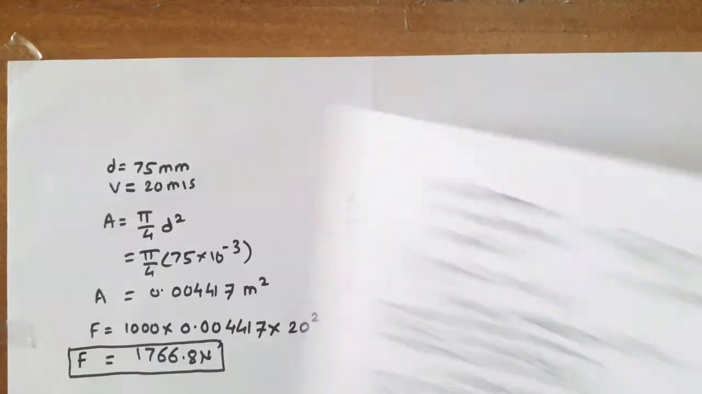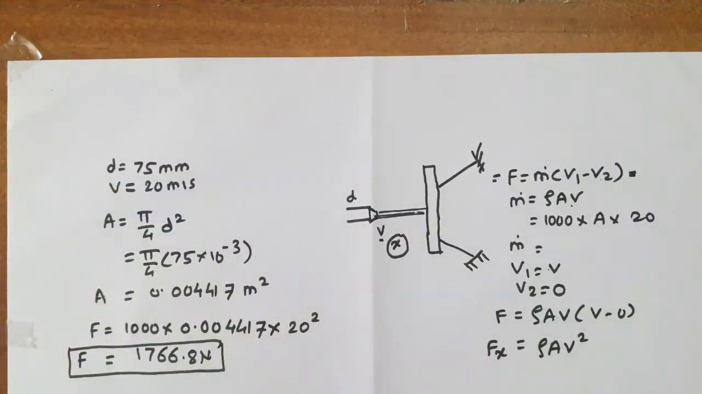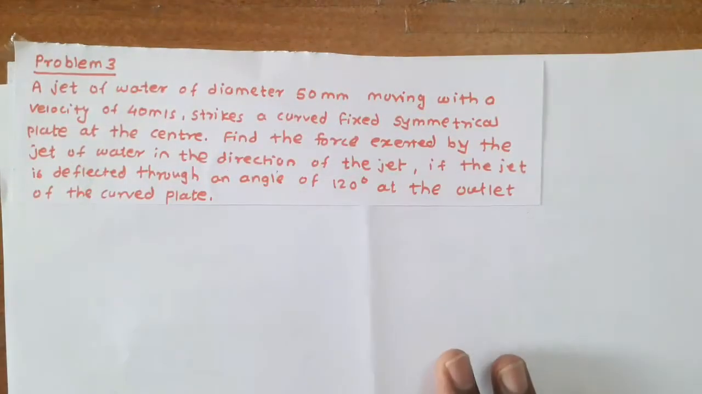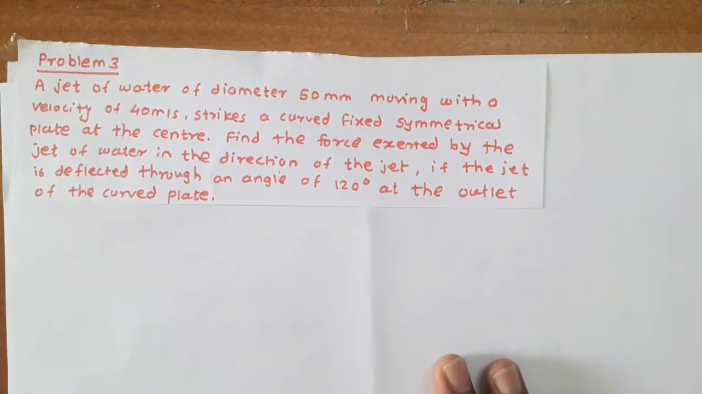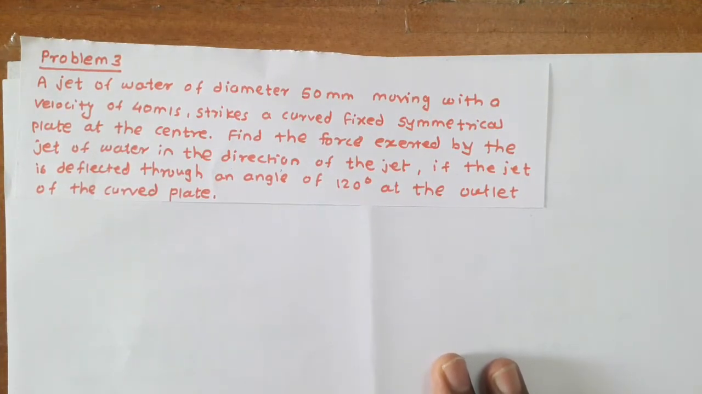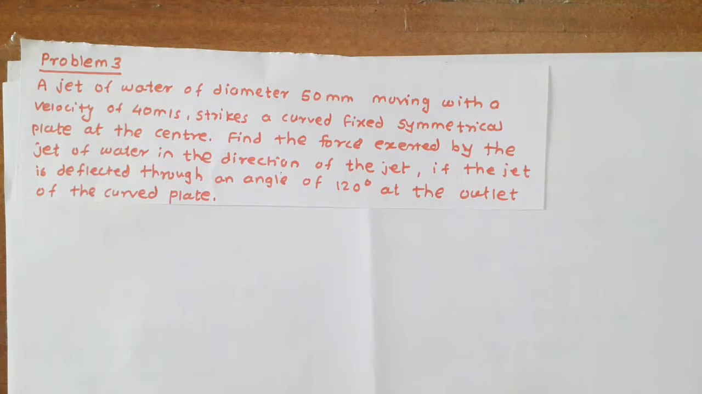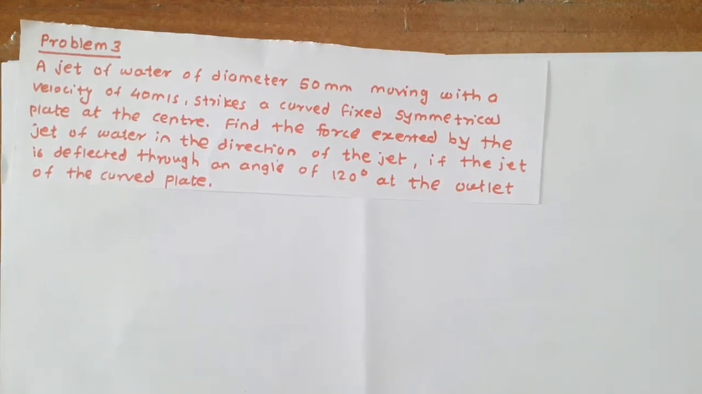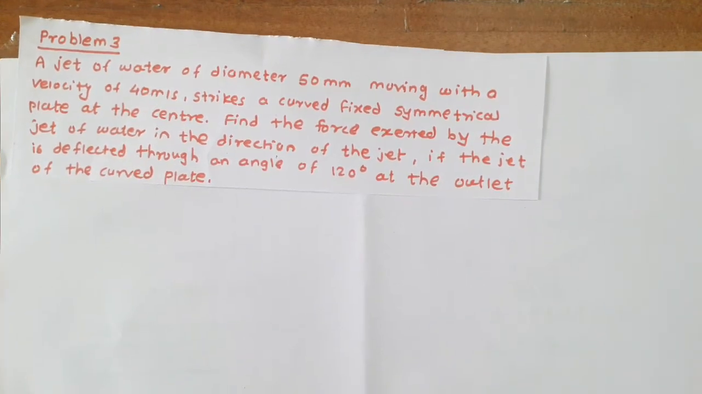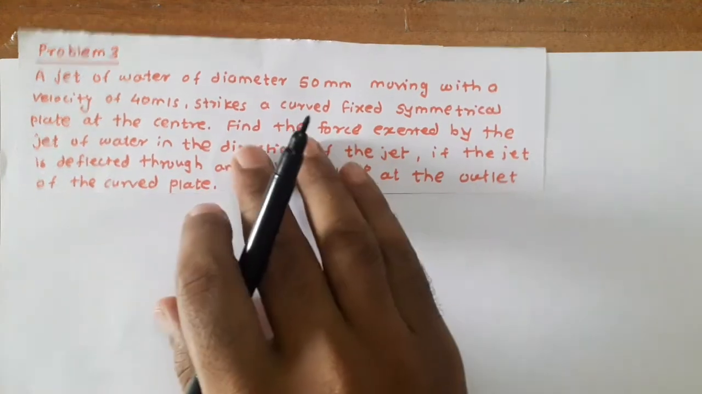The next problem is: a jet of water of diameter 50 mm moving with a velocity of 40 meters per second strikes a curved fixed symmetrical plate at the center.